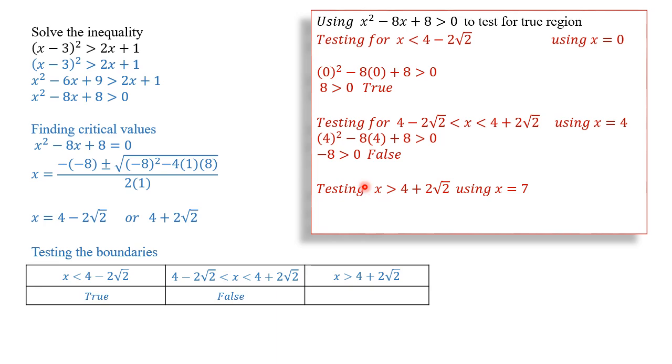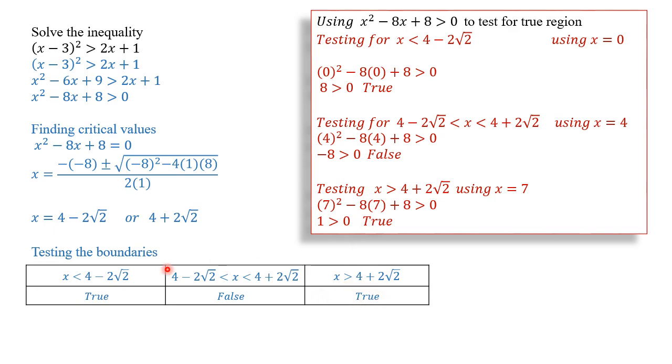Then we test the other one, x greater than 4 plus 2 root 2, using x equals 7, a number which is greater than this value. So we put 7 into this inequality: 7 squared minus 8 times 7 plus 8 greater than 0. So we have 1 greater than 0, which is true. So this statement is true, and this last region is true.